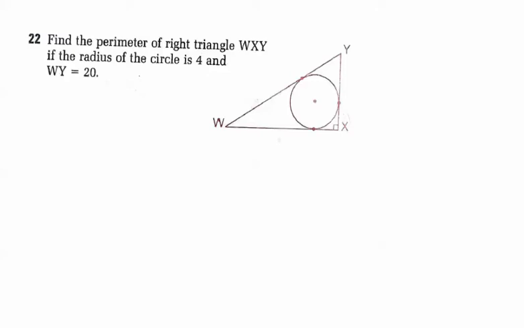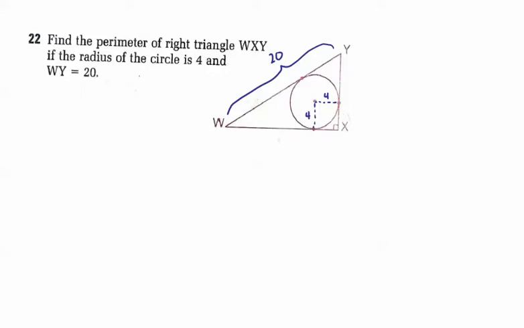In Chapter 10, Section 4, number 22, we're trying to find the perimeter of the right triangle WXY, given that the radius of the circle is 4 and that segment WY has a length of 20. So the first thing that I want to mark up on my diagram is that segment WY has a length of 20, and also that the radius of that inscribed circle is 4.